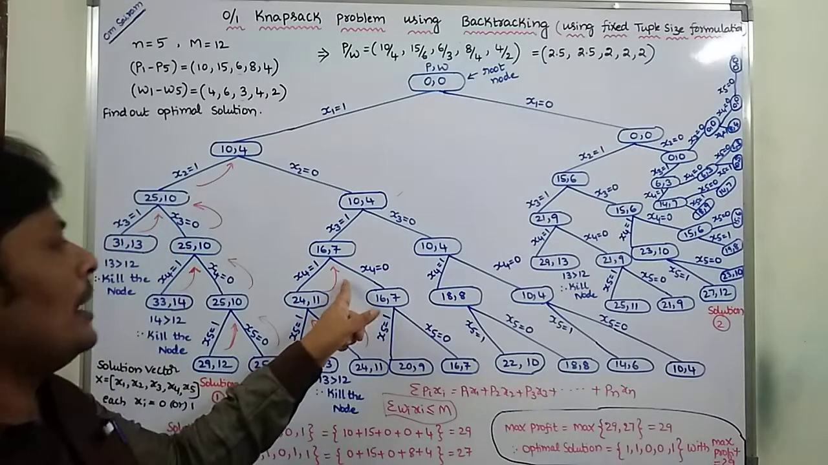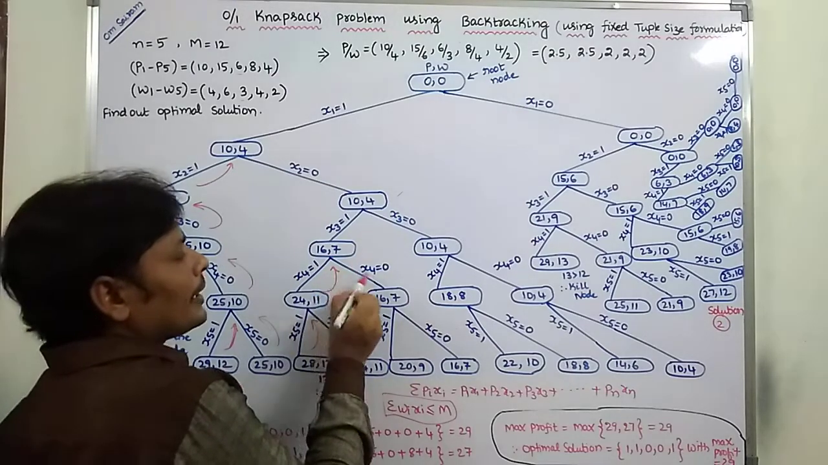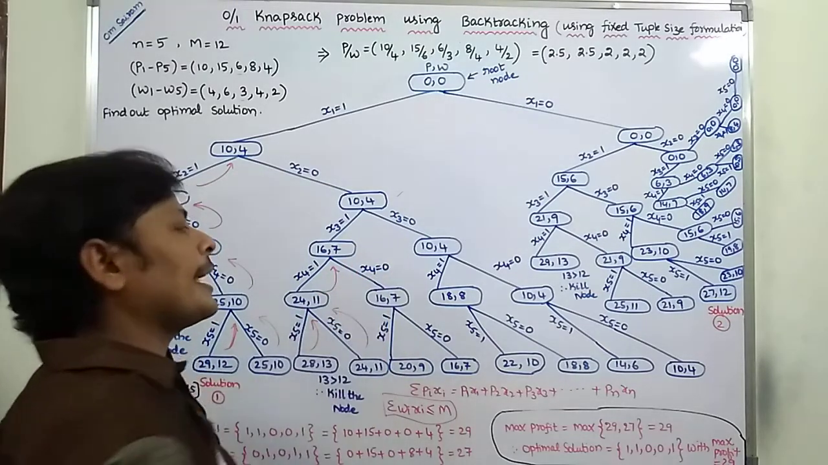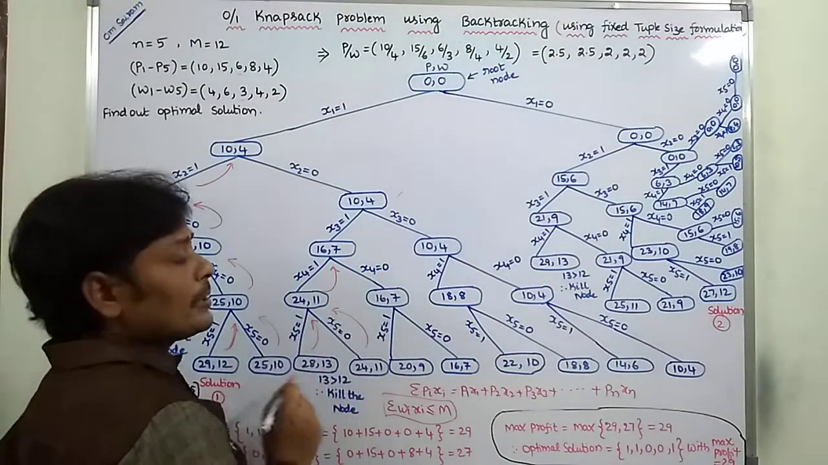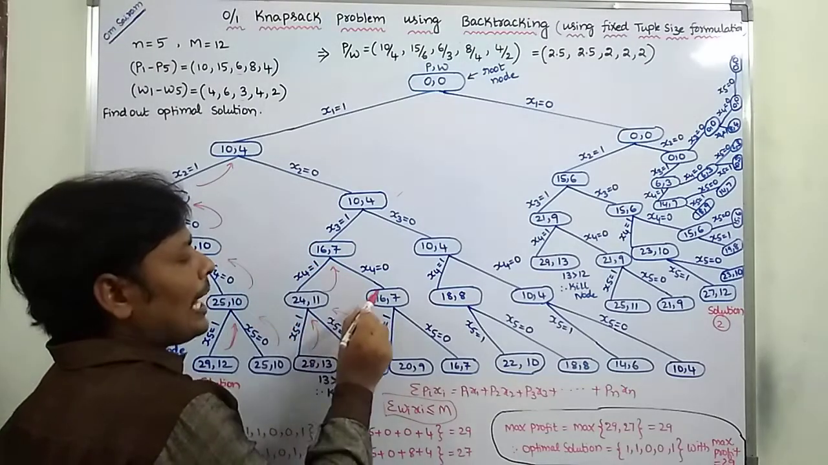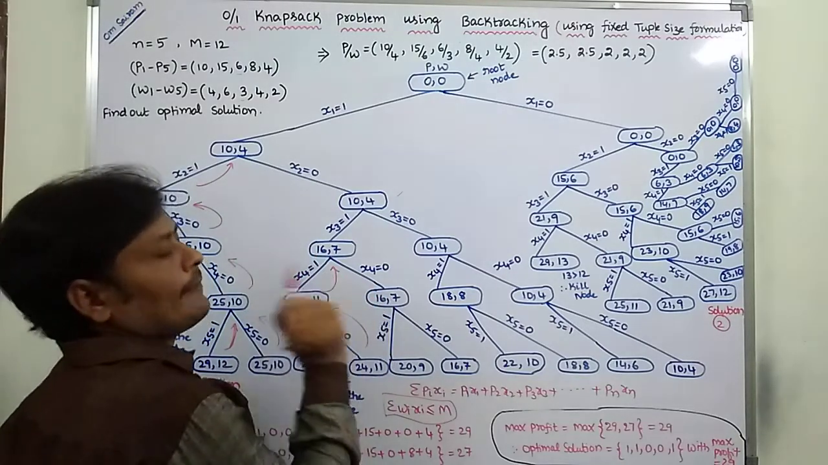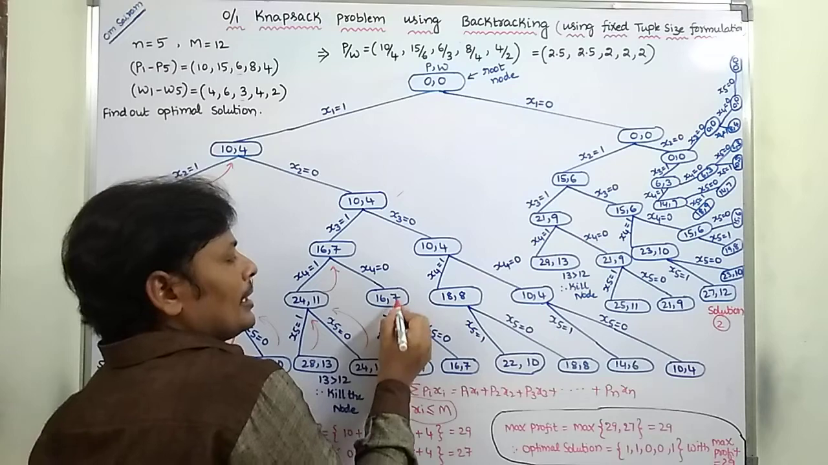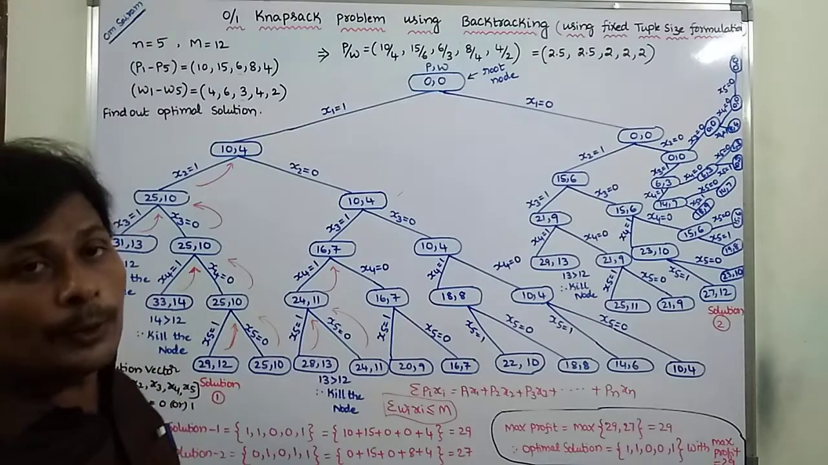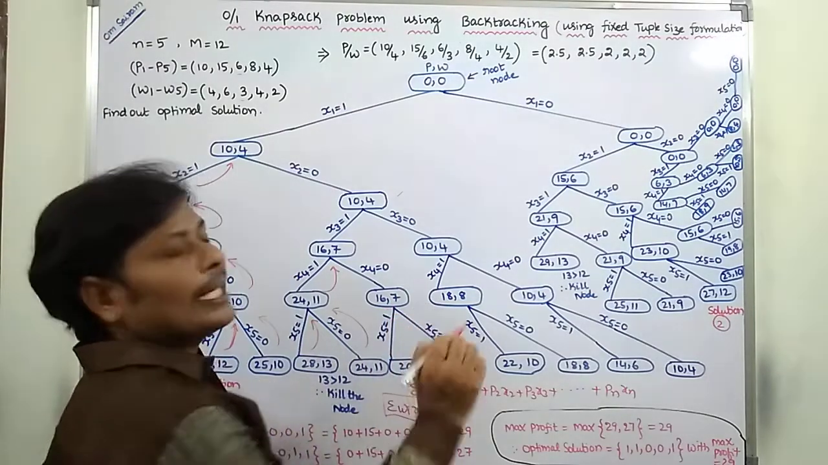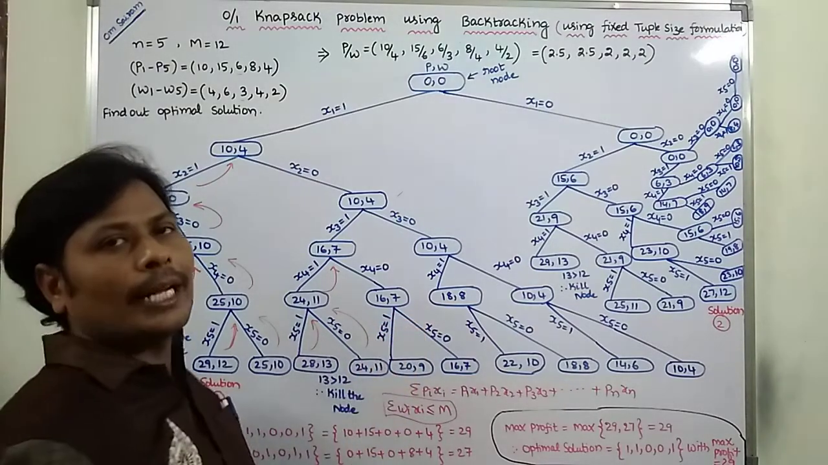Here another possibility is there. The left hand side was x suffix 4 is equal to 1, now we go for the right hand side, x suffix 4 is equal to 0. Whenever we are not considering the fourth object, whatever the p comma w values are, we write the same. Here 16 comma 7. The sum of the weights of the objects that we have considered is less than or equal to the capacity of the knapsack, 7 less than or equal to 12. Condition true, so we can extend that node.